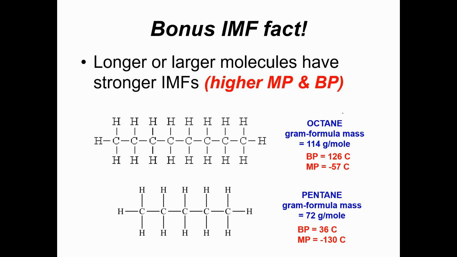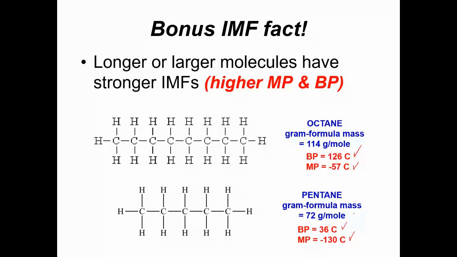Let's look at the boiling points and melting points because there's a little tricky thing here. Okay, octane has stronger IMFs, so yes, that boiling point is higher. Now let's look at these melting points. This is a negative number on the Celsius scale. Octane has stronger IMFs. It should have a higher melting point. Minus 57 is a higher temperature than minus 130.